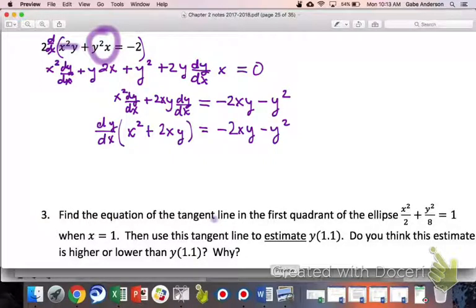So Josiah has done a good job factoring things out for us here. One step remains. What is it? Division. Division, yes. So dy/dx then equals negative 2xy minus y squared over x squared plus 2xy.